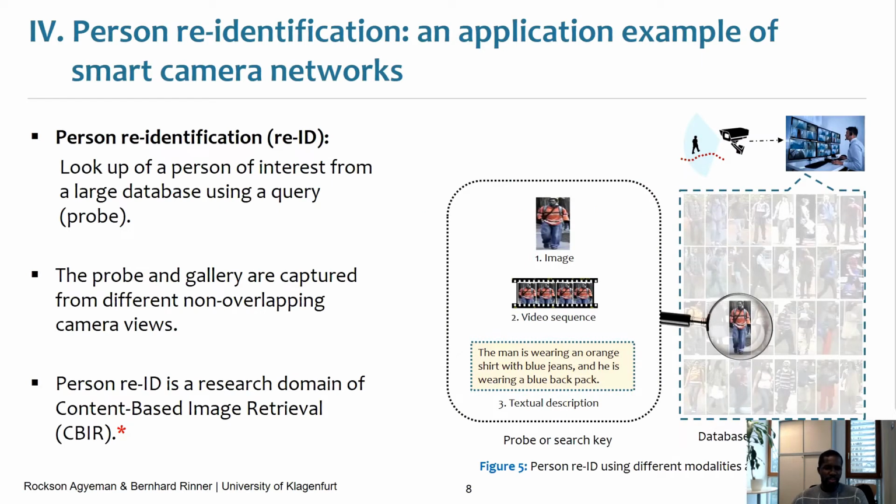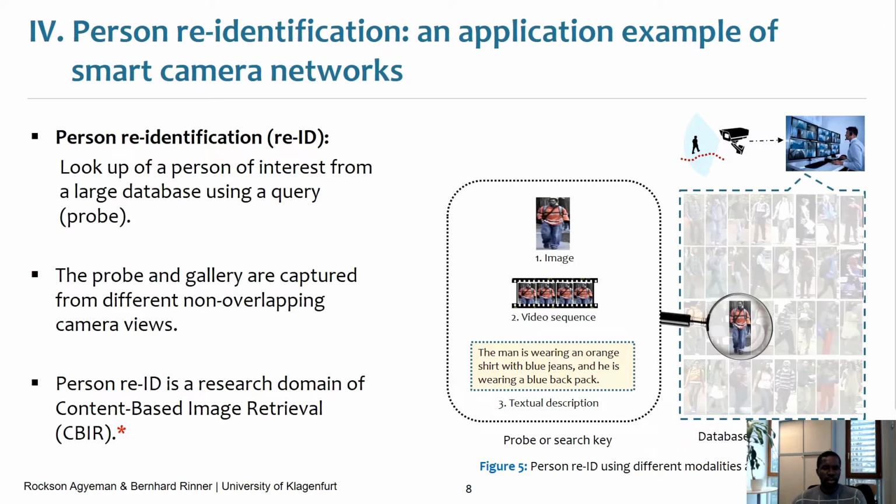So far, we've been talking hypothetically about smart cameras and how their resource limitations affect the practical deployment of surveillance applications. Let's now delve into specifics by considering person re-identification as a surveillance application example of smart camera networks. Person re-identification is a research domain of content-based image retrieval, and it is defined simply as searching a person of interest from a large database using a query, also referred to as a probe.